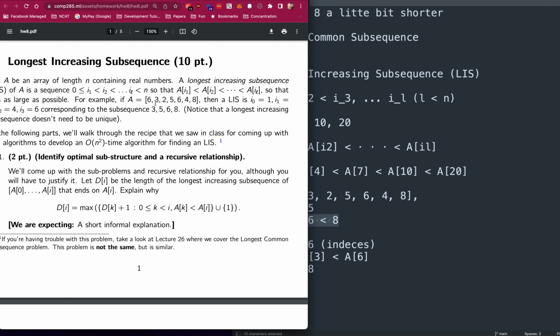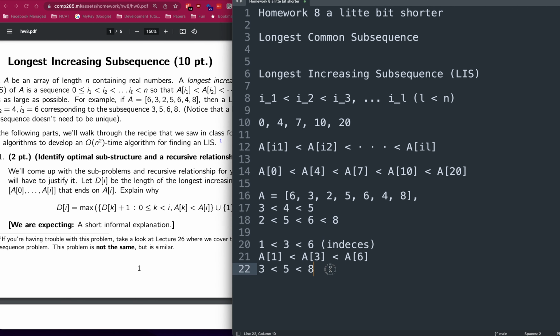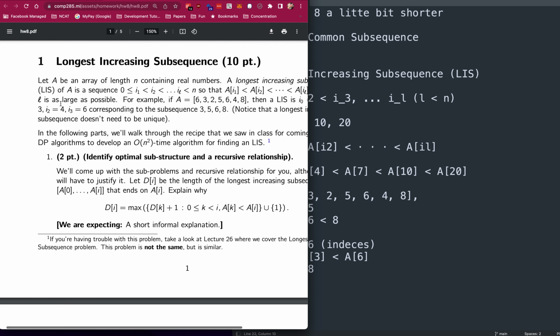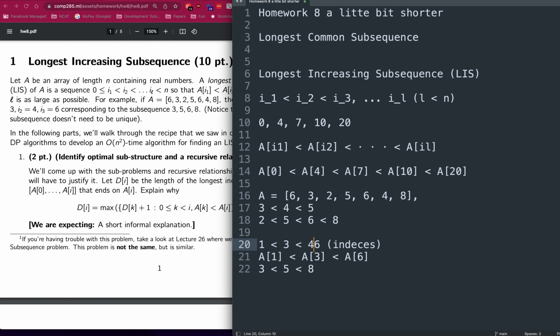Let's actually see. So the indices 2, 5, 6, 8. Oh, actually, I think the answer is 3, 5, 6, 8. So this is 3, 5. Oh, the indices are 1, 3, 4, 6, which is 3, 5, 6, 8, right? So this is length 4. This is also a valid subsequence.